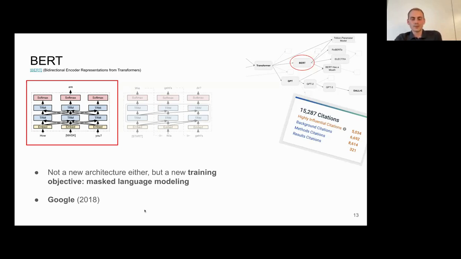Yeah, and the task they introduced is called masked language modeling, and this we're going to also talk about in a second. So BERT is another paper from Google that was, as I said, published in 2018.